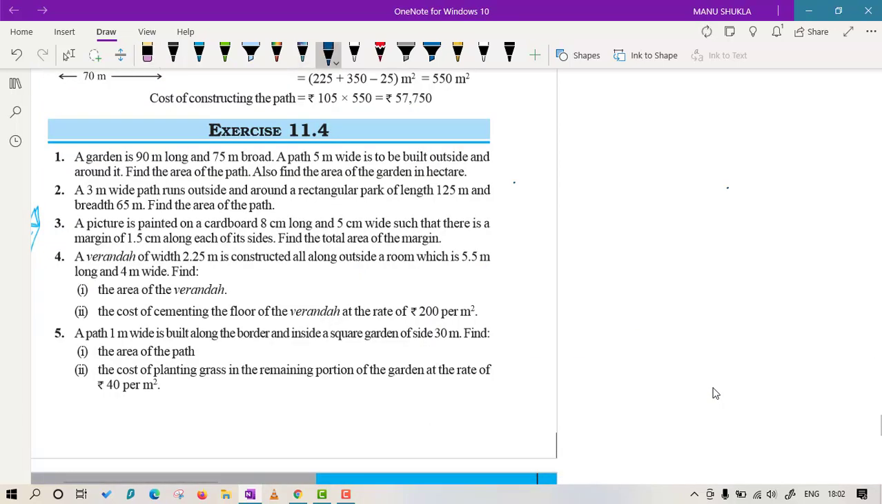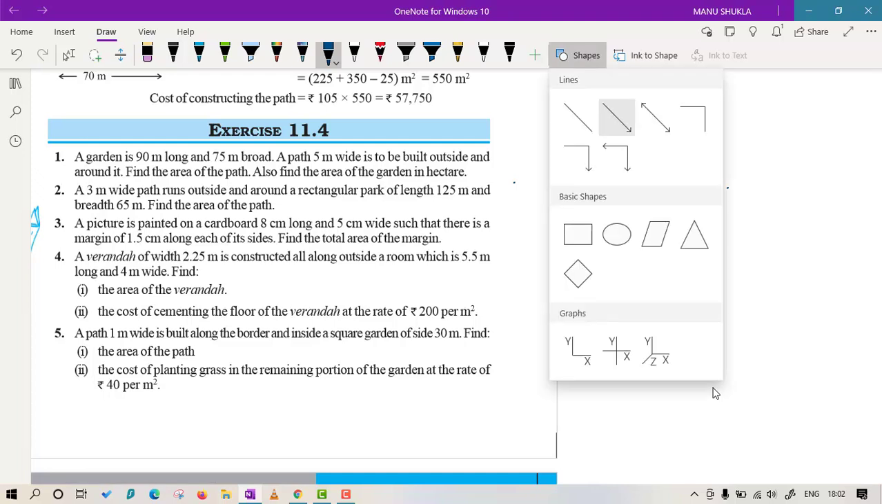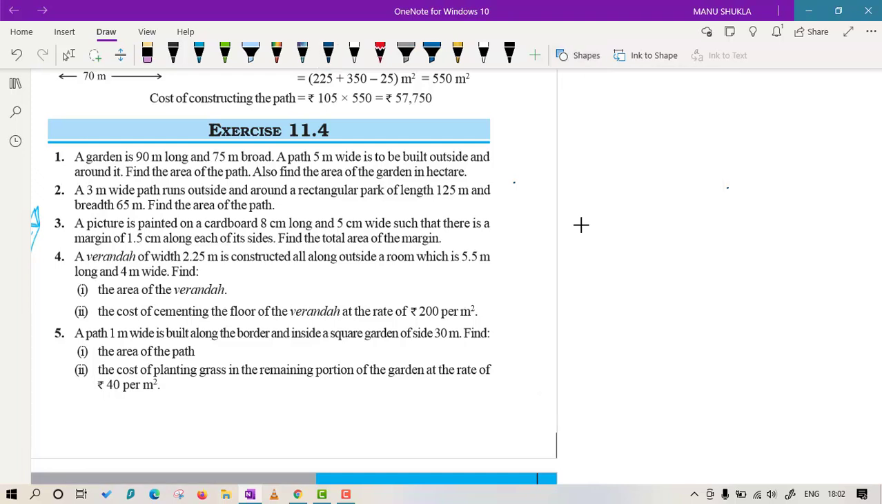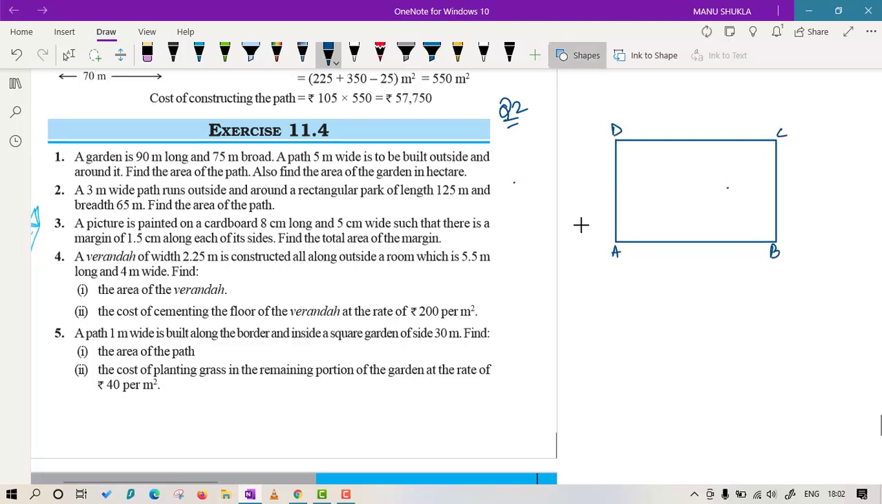A 3-meter wide path runs outside and around a rectangular park. So again we have the same kind of question. This is your question number 2. Again you have a park like this. This is your garden A, B, C, D. Around this garden you have a path again like this.